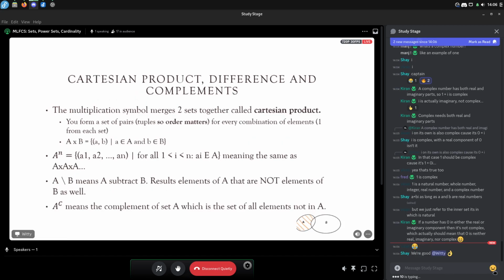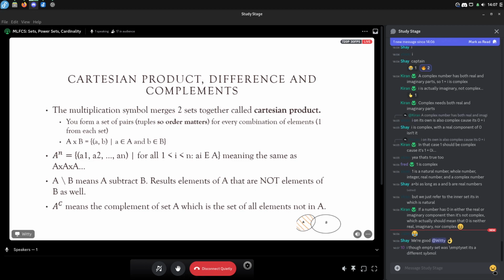All right, next. Now here we've learned some operations and things we can do with sets. These are similar to maths, but their meanings are different. So the syntax is the same, the semantics are different, basically. So the Cartesian product is basically multiplication, which it's not multiplication, but it uses the times sign like multiplication, and it merges two sets together.